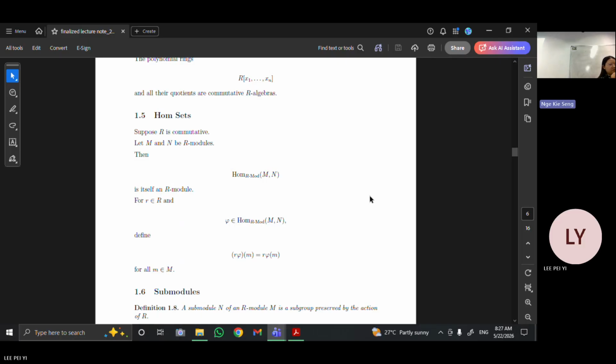And the next one is the homomorphism set. Suppose R is commutative. If M and N are modules, then Hom_R(M, N) is itself an R-module, and the scalar multiplication is defined as (r f)(m) equals r f(m).